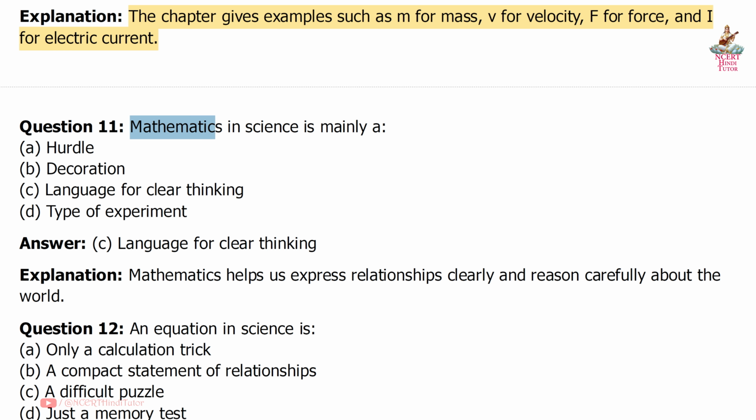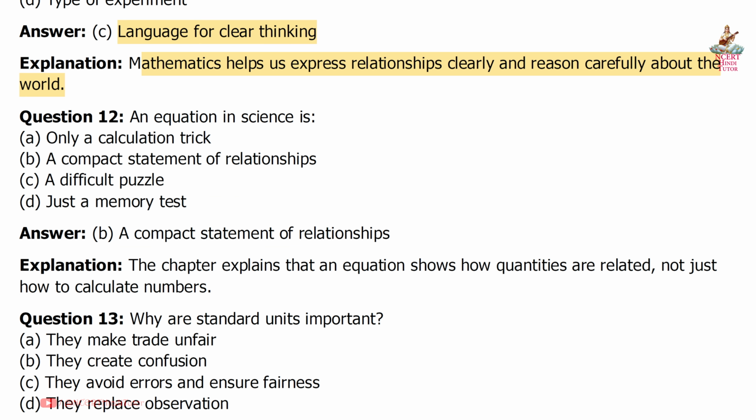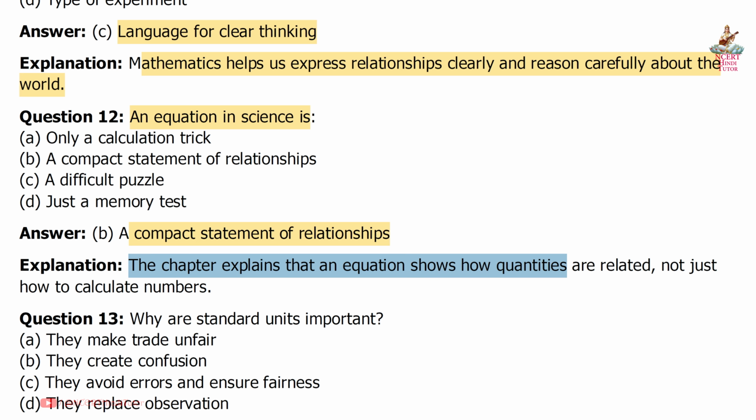Question 11. Mathematics in science is mainly a: Answer C. Language for clear thinking. Explanation: Mathematics helps us express relationships clearly and reason carefully about the world. Question 12. An equation in science is: Answer B. A compact statement of relationships. Explanation: The chapter explains that an equation shows how quantities are related, not just how to calculate numbers.